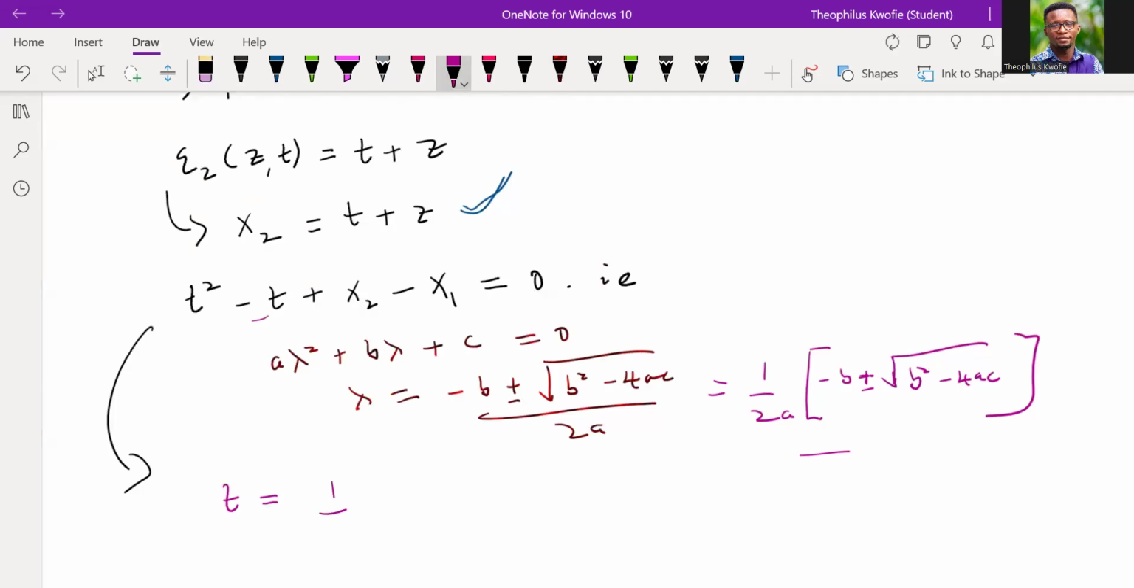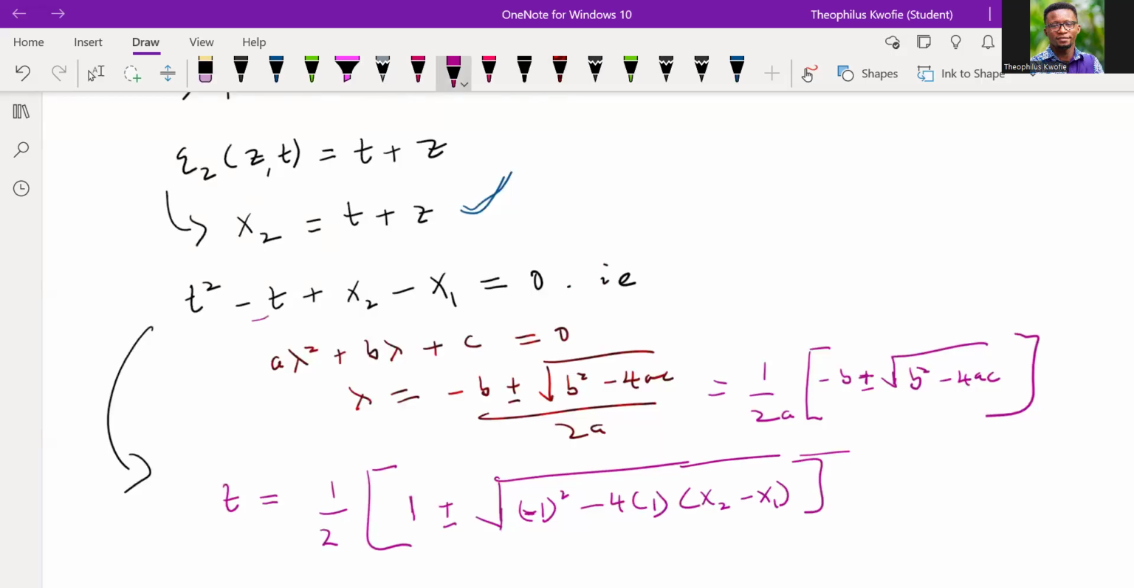Okay, so we'll have your a is 1, so I'll rather pull that out, and then our b was -1, so -1 that becomes plus or minus root of, our b was what? Was 1. So -1 squared minus 4. What is our a? Our a is 1, and our c is what? x2 minus x1. Is that okay?